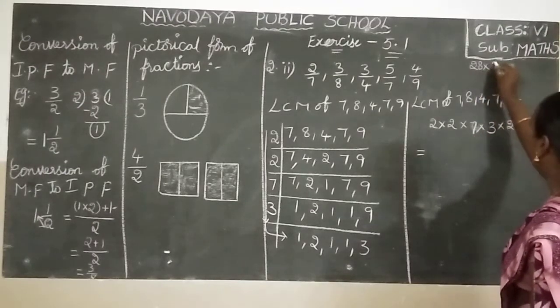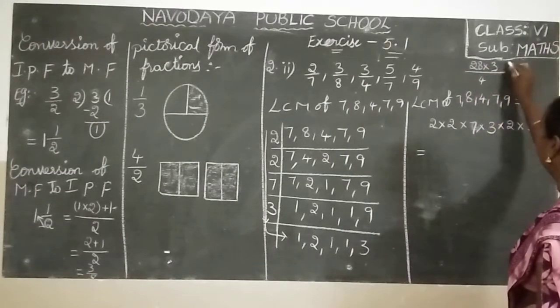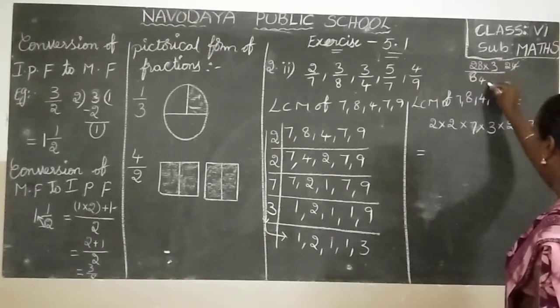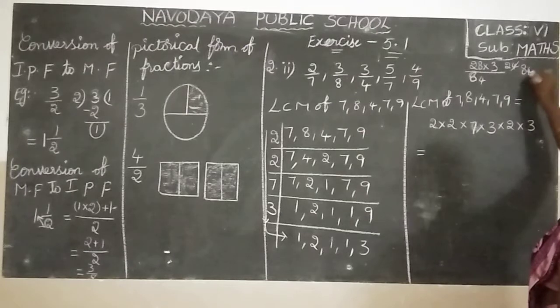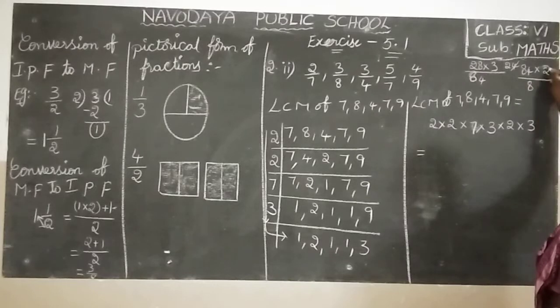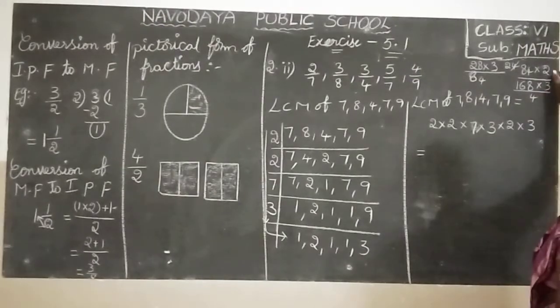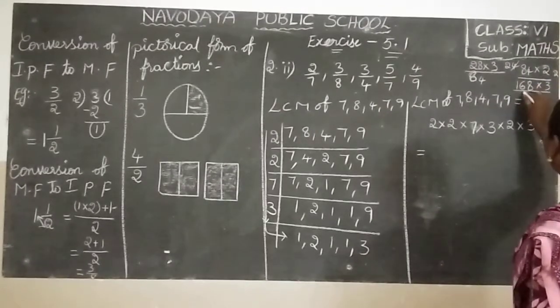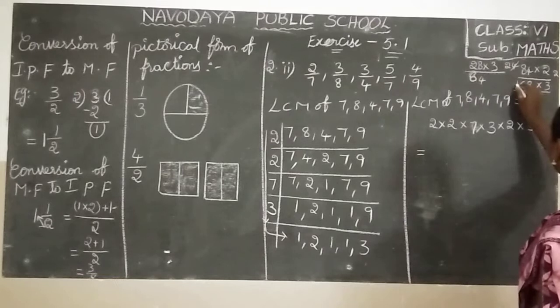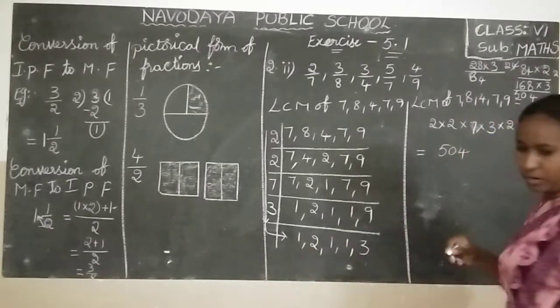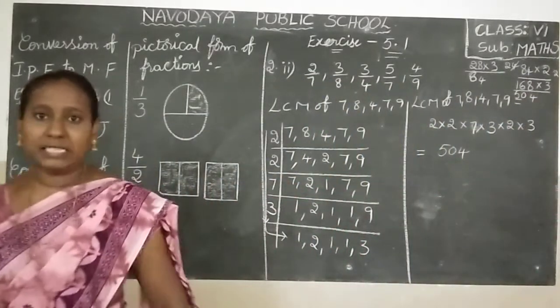See the rough work here. 8 3s are 24, 3 2s are 6 plus 2, 8. So 84. 84 into 3, 84 into 2: 4 2s are 8, 2 8s are 16. 168 into 3. So 8 3s are 24. 3 6s are 18 plus 2, 20. So 3 1s are 3, 3 plus 2, 5. So what is the answer? 504. This is the value of the LCM.